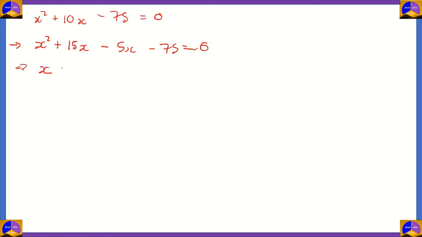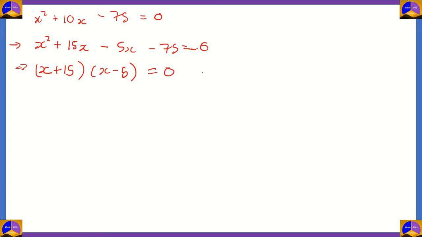x squared plus 10x minus 75 equals 0. Now, we have to split the middle term in such a way that their sum is 10 and their product is minus 75. Well, 75 has various factors, but we can use 15 times 5 in this particular scenario. So x squared plus 15x minus 5x minus 75 equals 0. That means (x plus 15) times (x minus 5). This is after splitting the middle term.